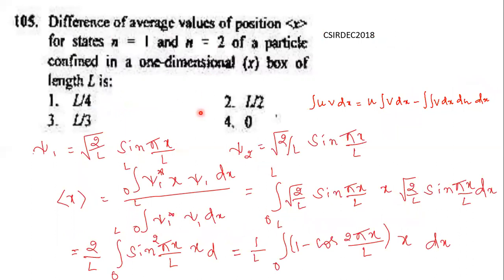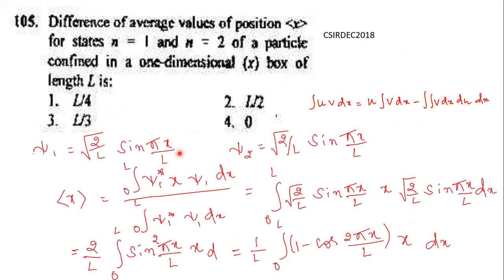And here is one more question which was asked in CSIR December 2018 exam. It is about finding the average value of the position of a particle in the states corresponding to the quantum number n equal to 1 and n equal to 2. And we need to find the position of the particle.